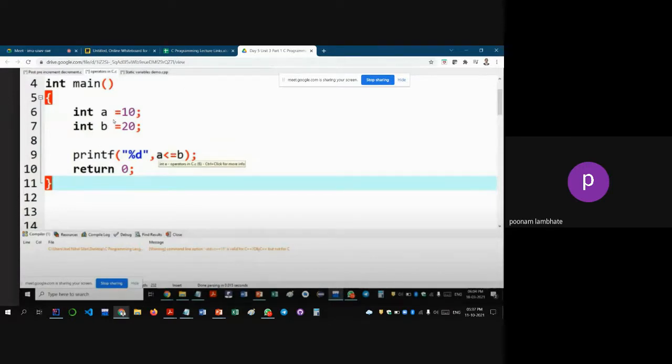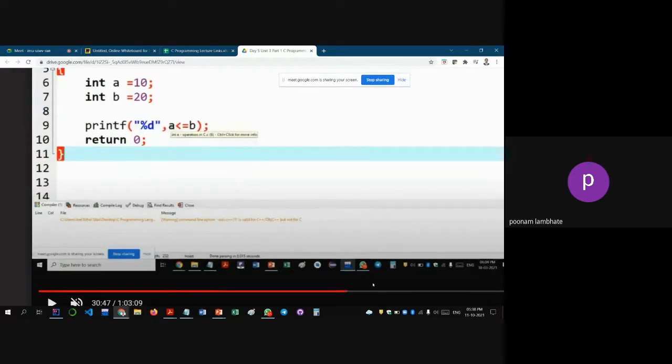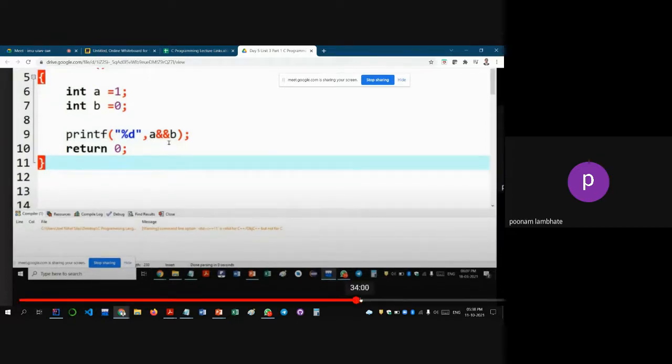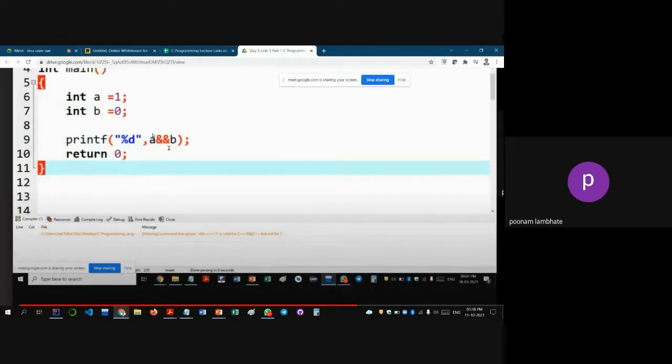But what I'm doing here, see, a is equal to 10, b is equal to 20, a less than equal to b. So the answer will be in the form of a Boolean value. 10 less than equal to 20 is true, so the output should be true. Such small programs you can also execute at your home. And then here you have 1 and 0. Now I'm writing 2 times ampersand, which means logical AND operation. So 1 and 0 output is 0.